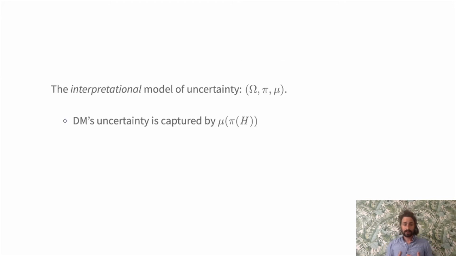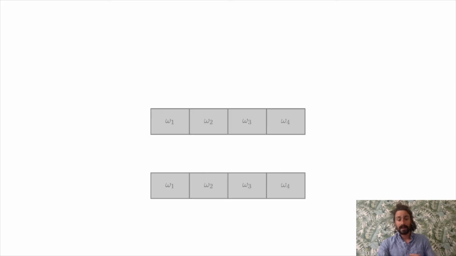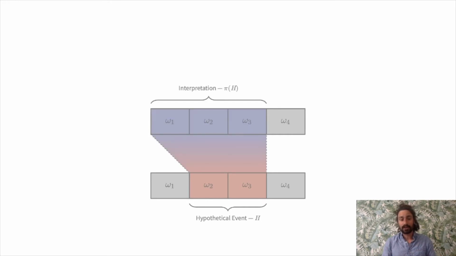So an interpretational model of uncertainty, what I'm going to concern myself with in this paper, has the same two initial objects, a state space and a measure over it, and what I'm adding is this interpretation map. Now the decision maker's uncertainty is no longer captured by the probability of h, but rather the probability of the interpretation of h. So going back to our picture, we have the same hypothetical event, but it's no longer interpreted correctly. The decision maker accidentally includes omega 1 in the event h.